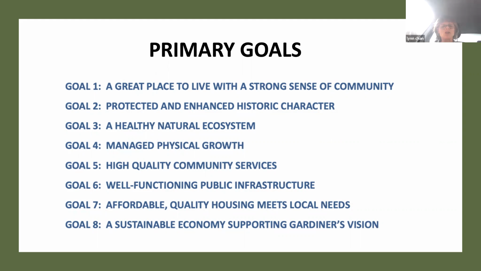Functioning public infrastructure, just talked about that. Affordable quality housing to meet local needs. This is a huge one for Gardner. I know it is for other communities, but particularly as this gateway to Yellowstone, there is so much opportunity for folks to have rental type businesses in town that we feel there's been a huge push for that, and our housing for employees in Gardner has really struggled. And then a sustainable economy supporting Gardner's vision.